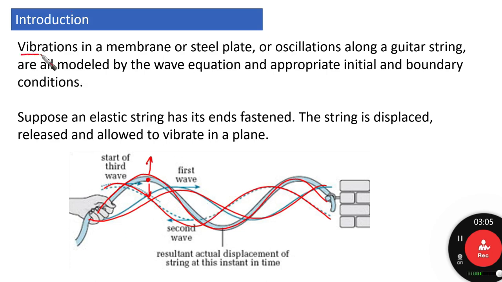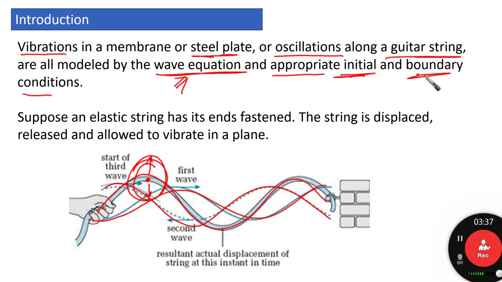So vibrations in a membrane or a steel plate, or oscillations along a guitar string, for example, are all modeled by the wave equation. This is the importance of the wave equation: it gives us the position of any point along the rope at any time, given appropriate initial and boundary conditions. If we have some initial and boundary conditions, then we can write an equation. We call this equation the wave equation.